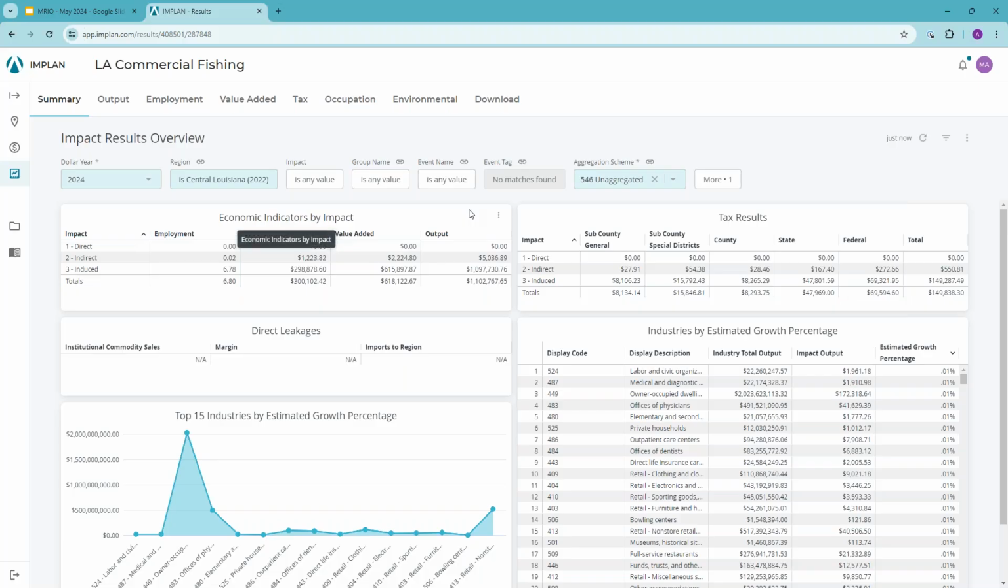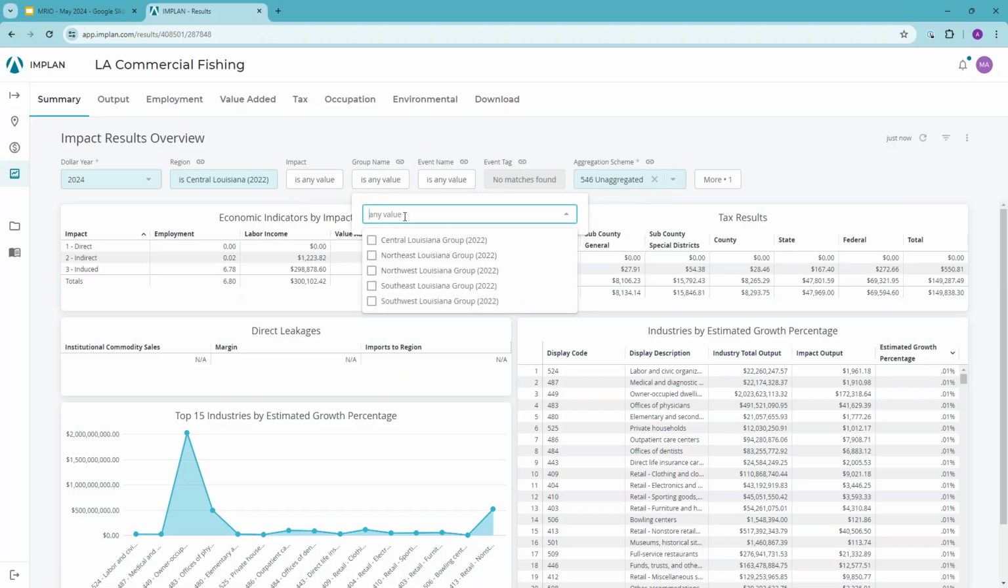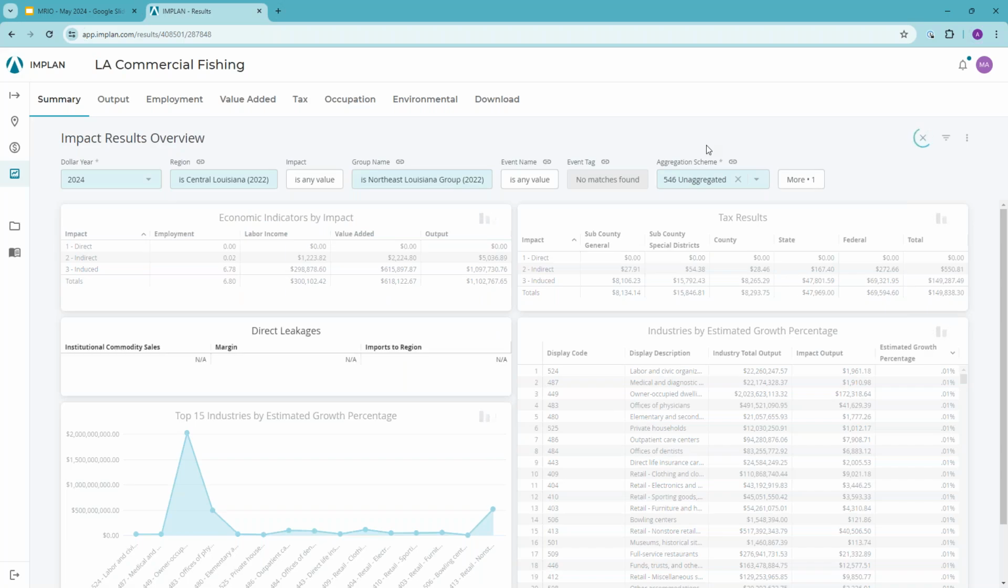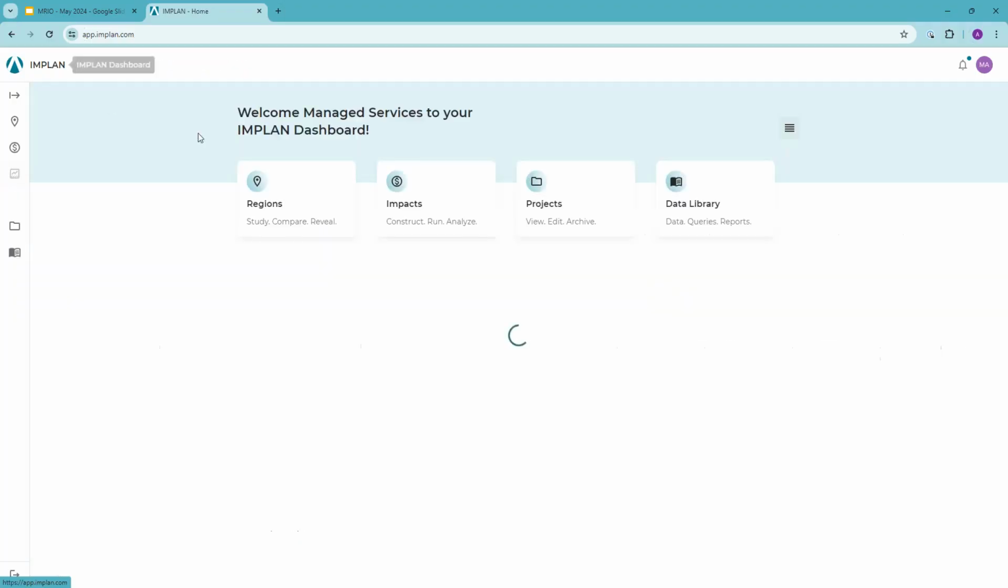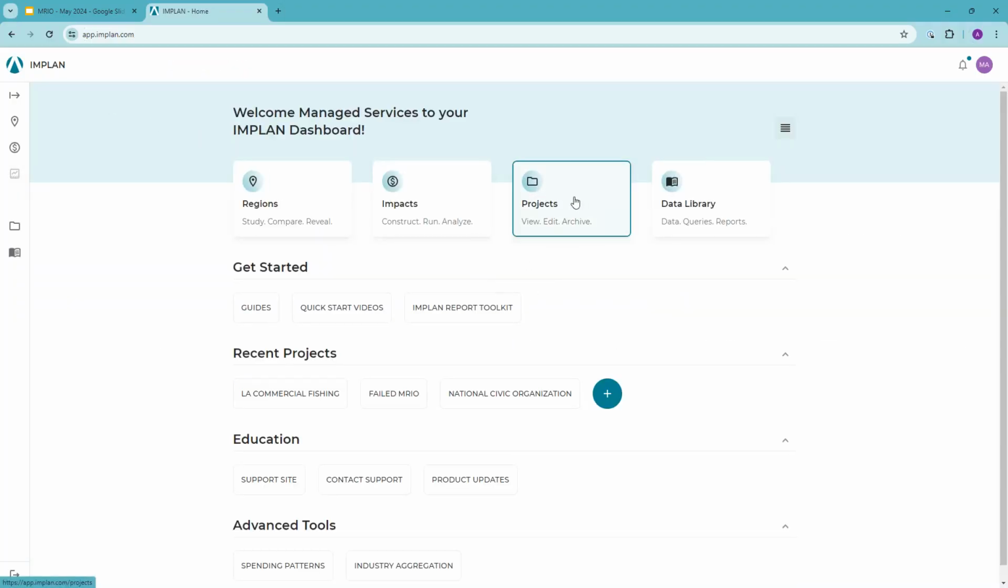Now, if we wanted to figure out where these effects came from or originated from, we could use our event name filter to see. In this case, it's just commercial fishing, right? We only had one event. It's just the one to select. Instead, what we could do is we could also use our group filter. So we could select the group as well. And there's no results, which makes sense. So that's one way that you can slice and dice your project to get the specific result of a project.